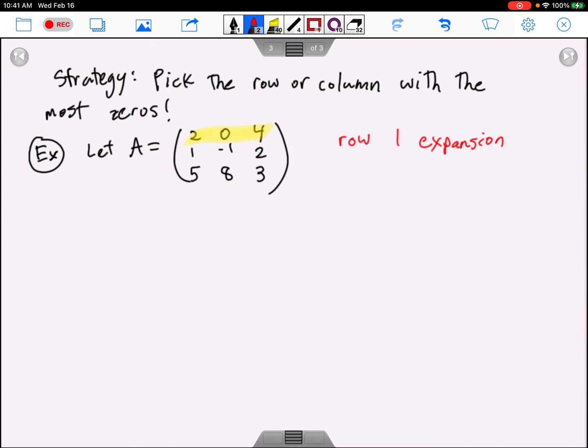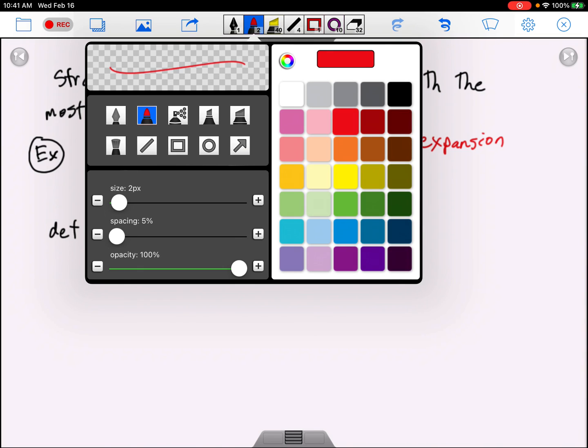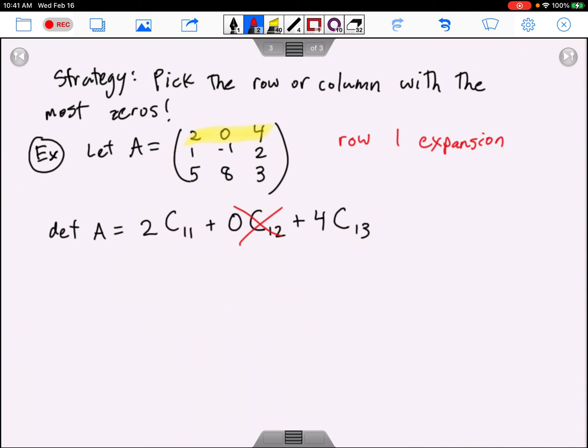So what does that mean? This means that the determinant of A is going to equal the first element in that row times the cofactor of that element, plus the second element in the row times the cofactor for that element, plus the third element in that row times the cofactor for that element. Now notice that this guy is 0. 0 times anything is 0. That's why we chose that row, because there's one less thing to calculate.